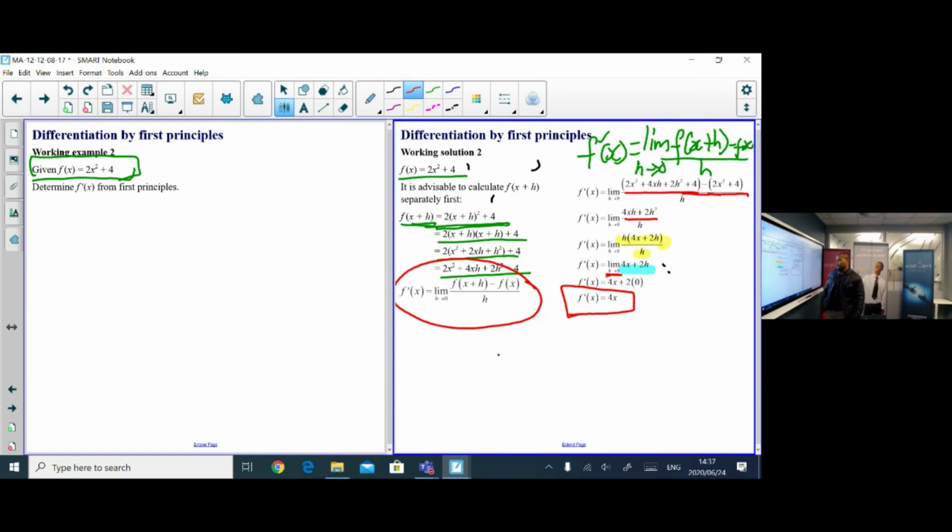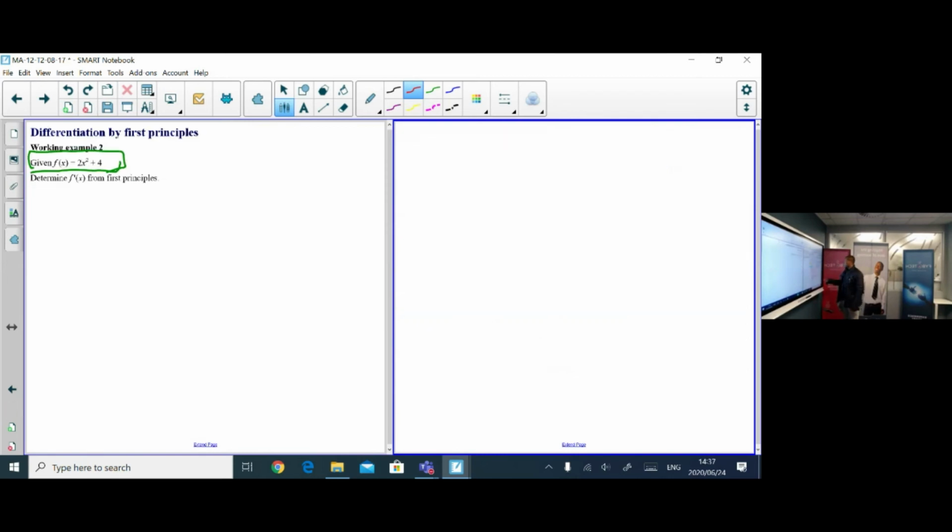So f prime of x simply means the differentiation, the first differential. That is the same as later on when you are using dy dx. So this is the same as that. It simply means the differentiation of y with respect to x, or the whole function with respect to x.